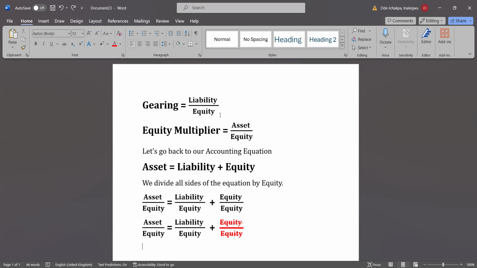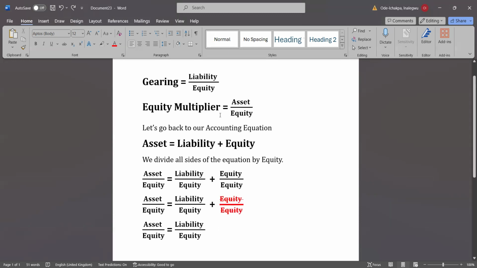So if you look above at the initial ratios put forward, you find that gearing, which is liability divided by equity, is exactly the same thing as our liability divided by equity on the right-hand side of the equation. And the equity multiplier, which is assets divided by equity, is exactly the same thing as what we have in this equation. So that leaves us with exactly this particular formula. And this way, we're able to prove that equity multiplier is exactly the same thing as gearing. And once you have this, you can interpret them in exactly the same manner.